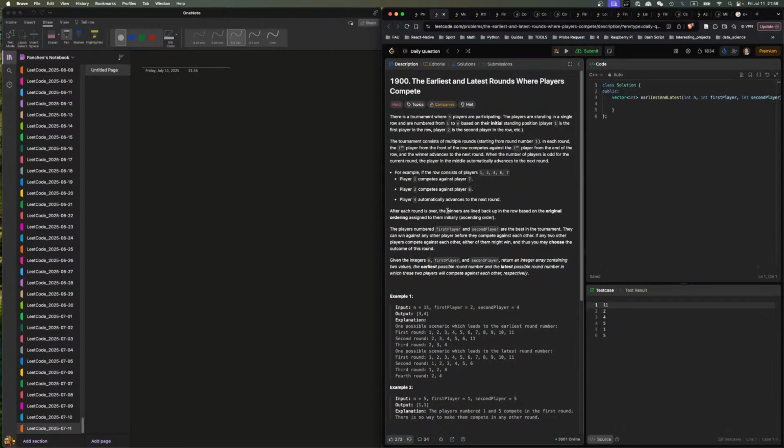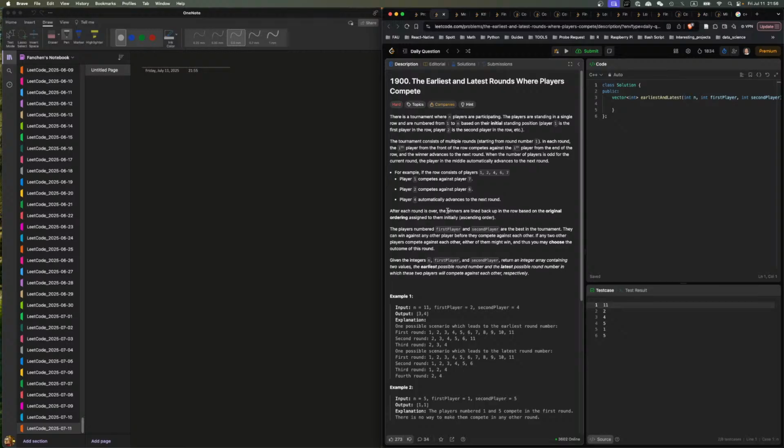Earliest and the latest rounds where players compete. There is a tournament where n players are participating. The players are standing in a single row and are numbered from 1 to n based on their initial standing position. Player 1 is the first player. The tournament consists of multiple rounds, starting from round number 1. In each round, the ith player from the front of the row competes against the ith player from the end of the row, and the winner advances to the next round.